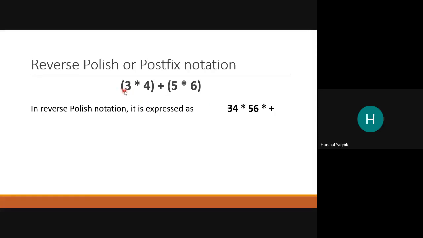Operands and operators which are in the parentheses are executed first. So first operand 3, second operand 4, and then the operator. Then what are the operands and operators in the second parenthesis? First operand 5, second operand 6, and then the multiplication operator. And then the operator which remains is the addition. So this is reverse Polish notation.